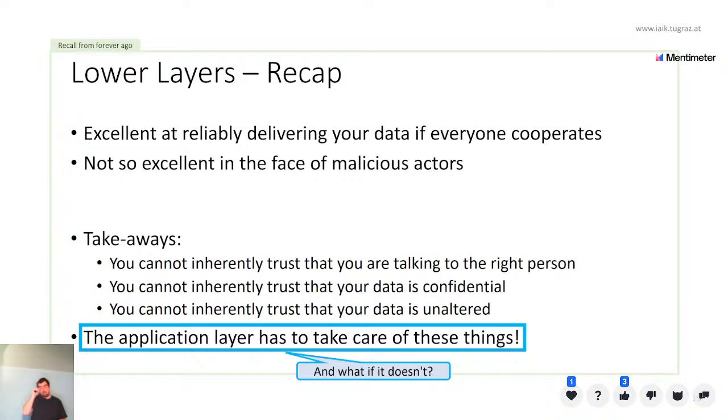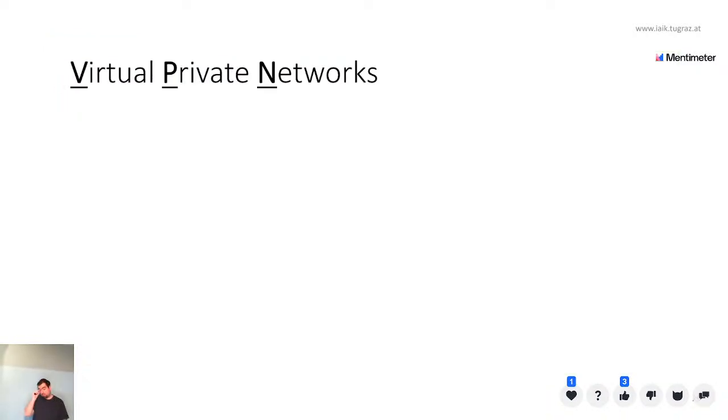So what is the idea behind a VPN? That's what we're getting at. So the idea is that I do not trust the network layer. I do not trust the Ethernet layer. What was it called? Data link layer. I don't trust the data link layer. I don't trust any of that. I want security for everybody.